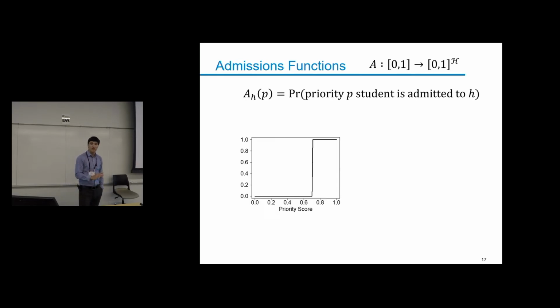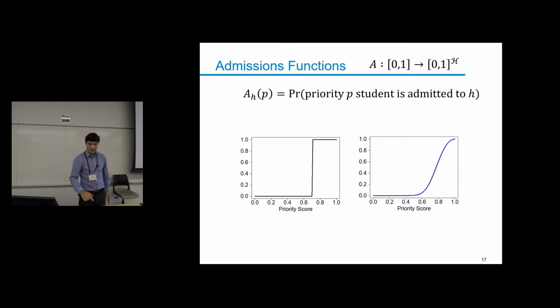And so in the Azevedo-Leshno model, the predictions they make are 0, 1, right? They have a cutoff score. If your priority is below that cutoff score, you have no chance of getting in. If your priority is above that cutoff score, you're certain to get in. But maybe it's more realistic to think that this should be some continuous function of your priority, given the randomness in other students' preferences and priorities.